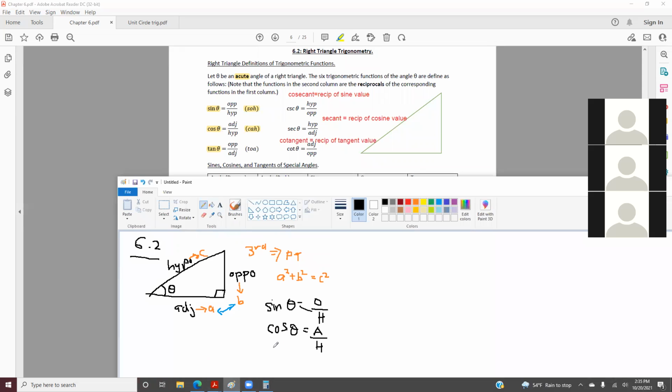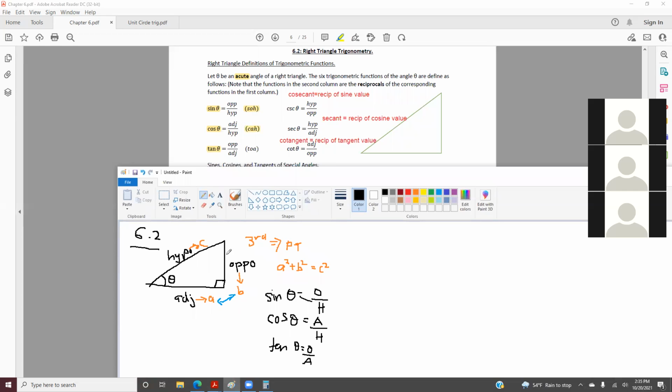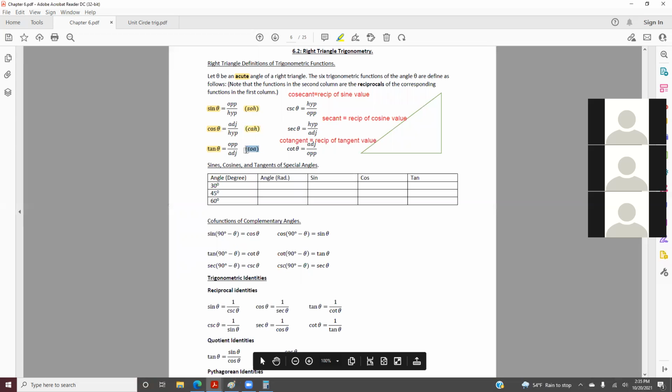And the last one we have is tangent theta. So tangent theta in this case is opposite over adjacent. So whatever value you find in your opposite and adjacent, you divide them, and we call it TOA. So it's tangent, opposite, adjacent. So this is called SOHCAHTOA, and we use this a lot in chapters 6, 7, and 8. Chapters 6 and 7 especially.